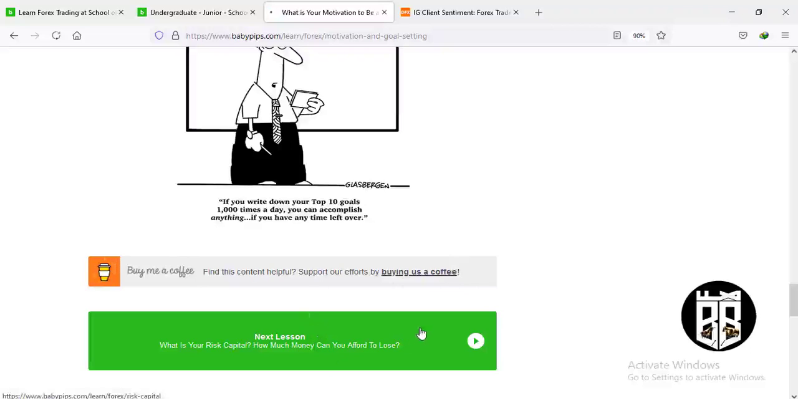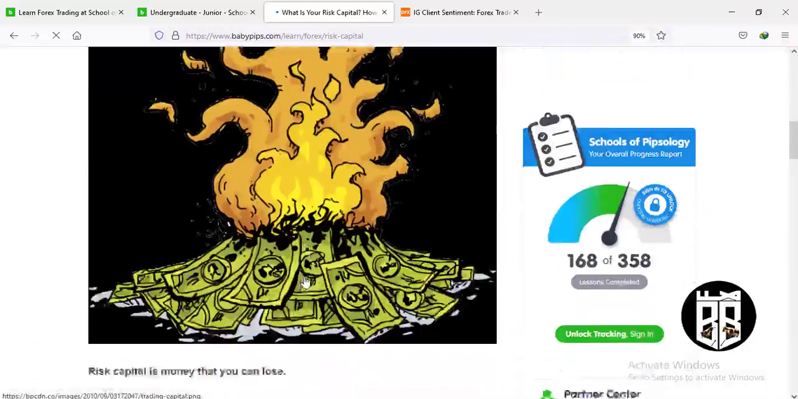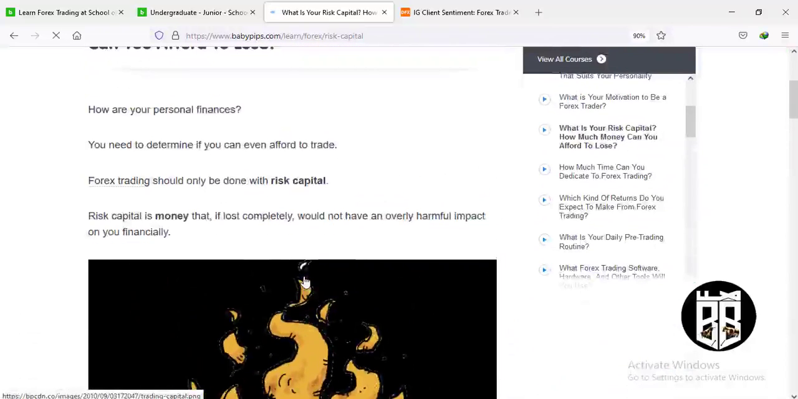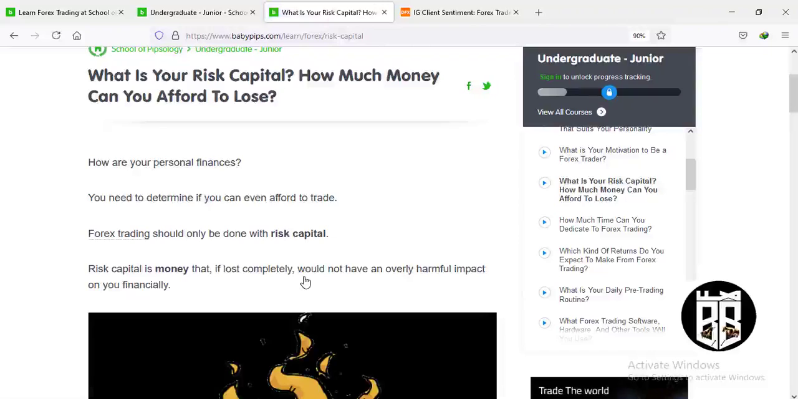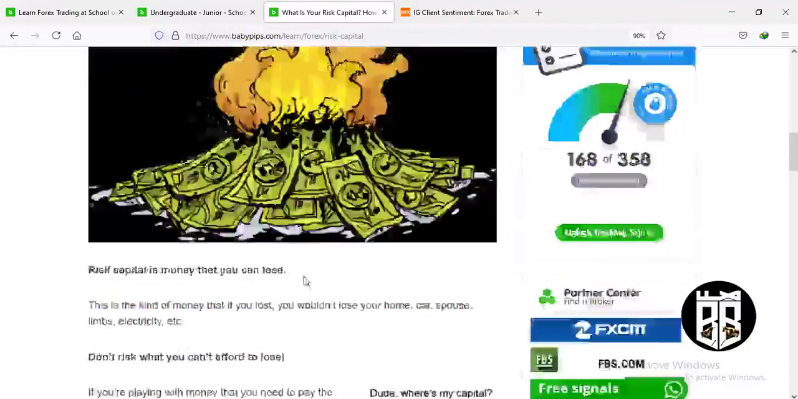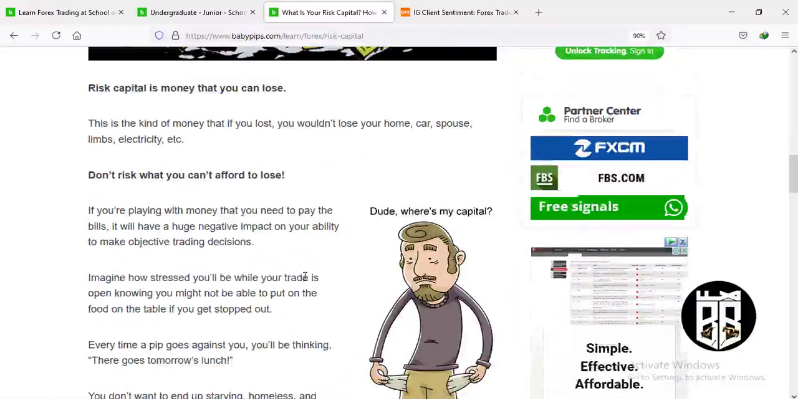So let's move to the next lesson, which says, what is your risk capital? How much money can you afford to lose? Don't come to the forex market without money that you can afford to lose. Be sure you are comfortable with losing the money you want to risk. Risk capital is money you can lose that will not impact you financially. You're burning money. That is what risk capital is.